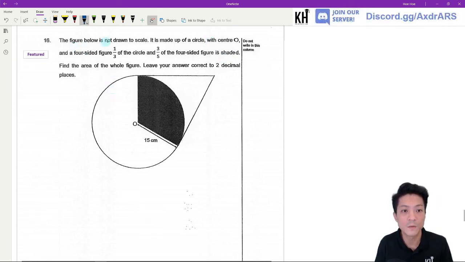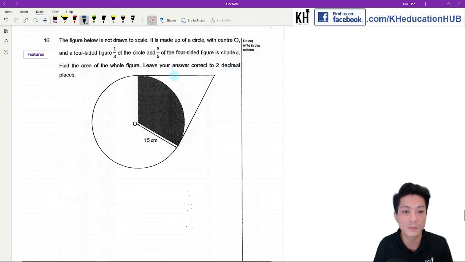Question 16. The figure below is not drawn to scale. It is made up of a circle with center O and a 4-sided figure. 1/3 of the circle and 3/5 of the 4-sided figure is shaded. Find the area of the whole figure, which is this whole thing. Leave your answers correct to 2 decimal places.